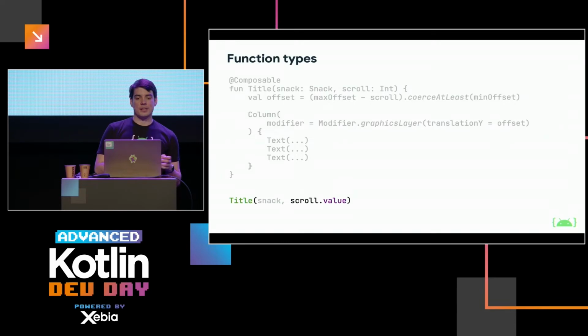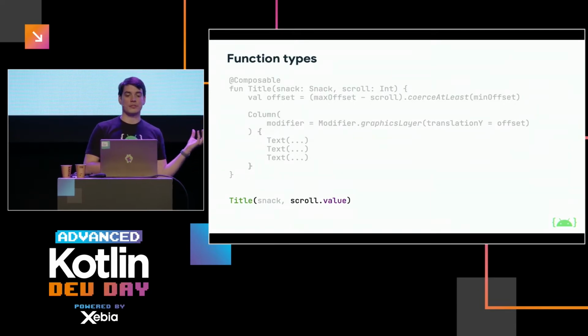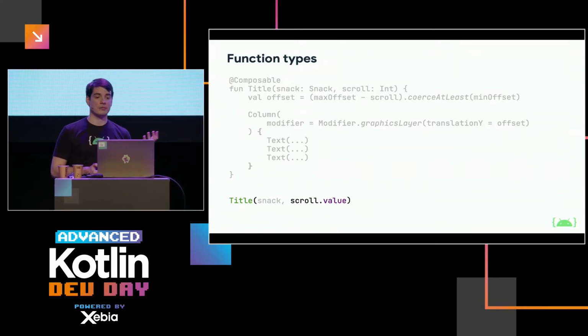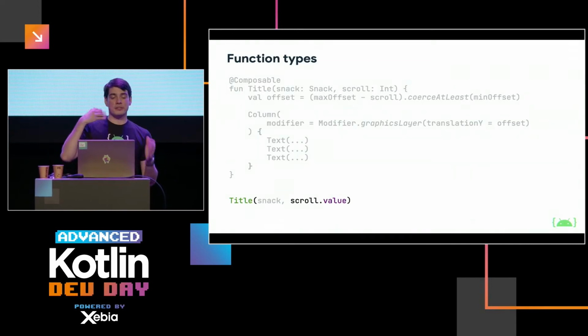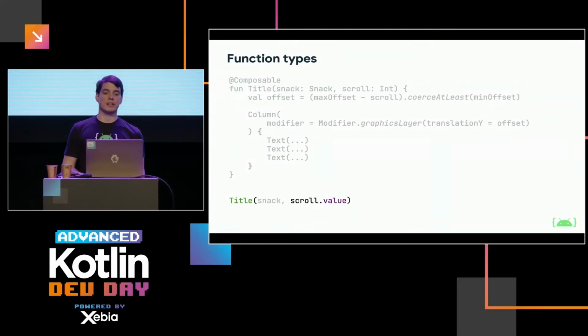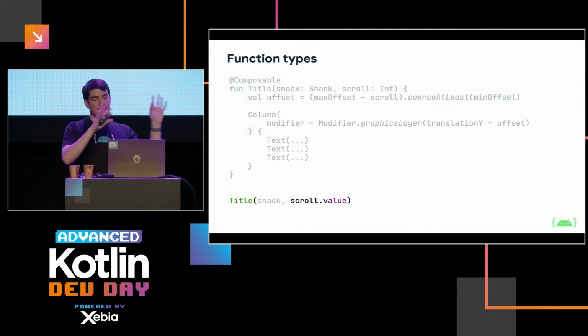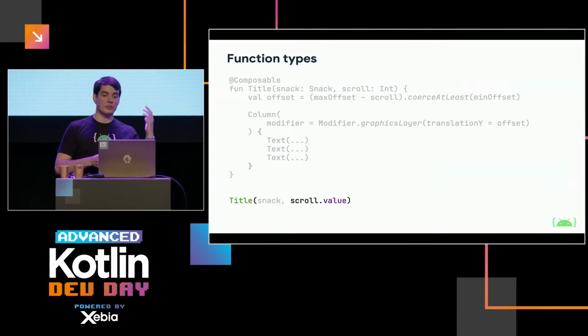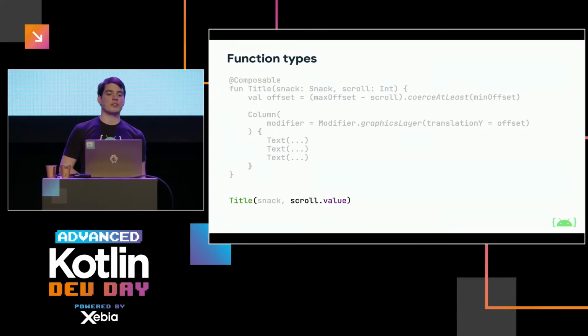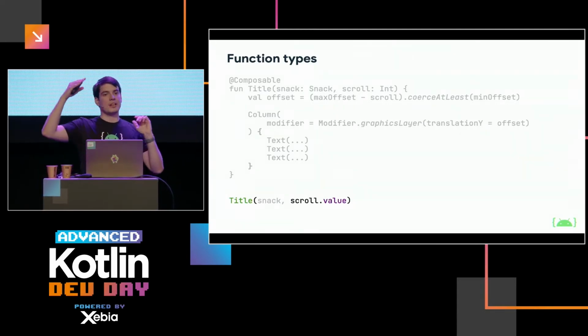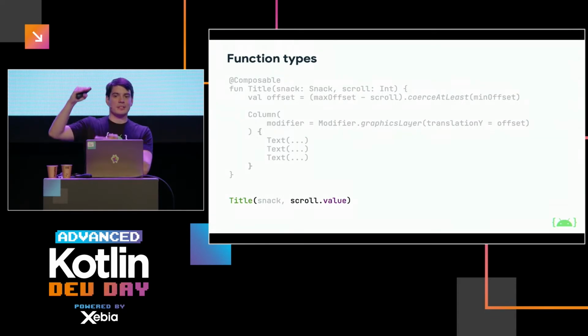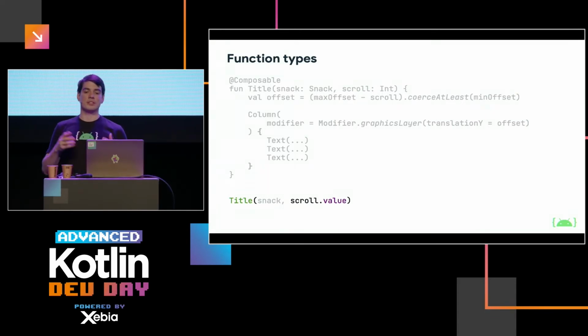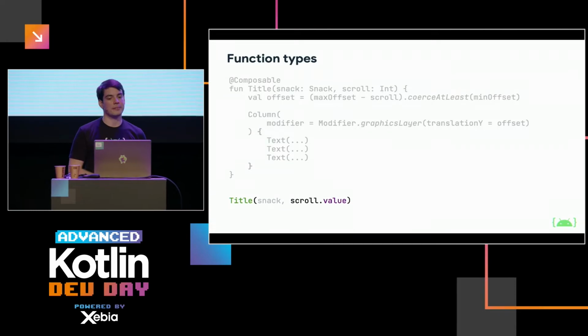In this case, that means that the call site of the title function here, where we are reading the value of the scroll state, is going to be re-executed every time that the scroll value changes, which happens several times a second as the user is continuously scrolling. So that means that everything around the call to the title function and the call to the title function itself would be re-executed, recreating all of the UI and then offsetting it to a new place, which is a lot of work, and we want to avoid that.